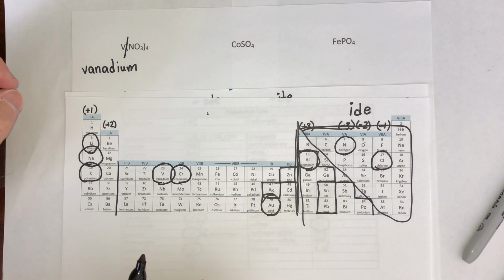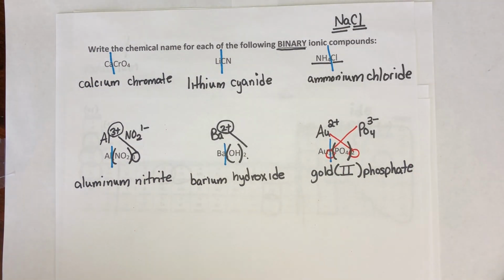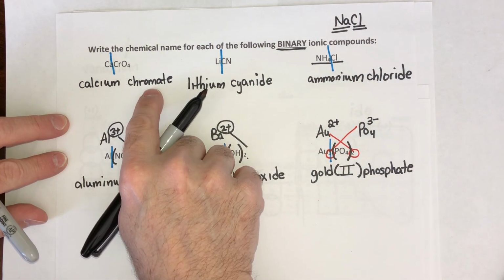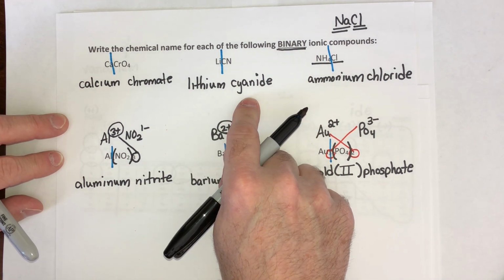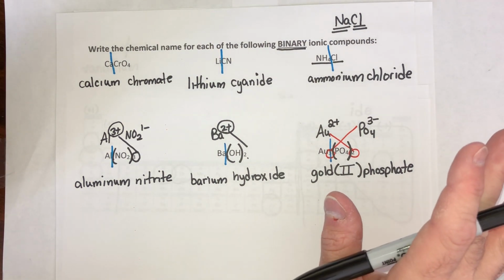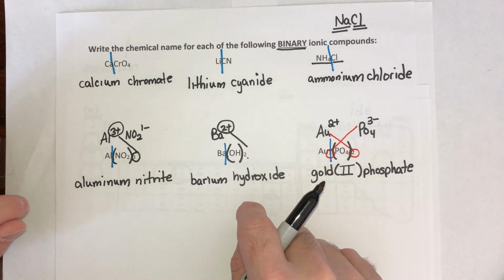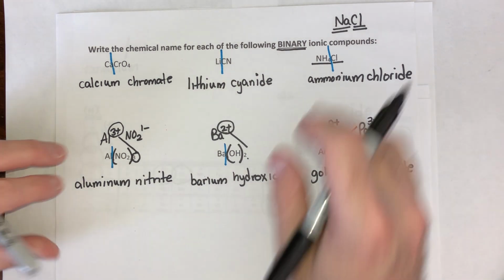The other thing is, when you name these things, the names of elements, the names of polyatomics, none of them have capital letters, right? Calcium chromate, no capital letters. Lithium cyanide, no capital letters. Ammonium chloride, no capital letters. If you put capital letters in the names of compounds, that's incorrect. It would be like in English if you were writing sentences and you left out capital letters at the beginning. Okay?